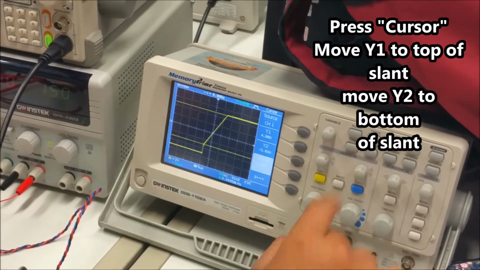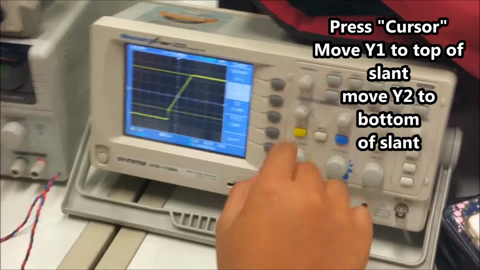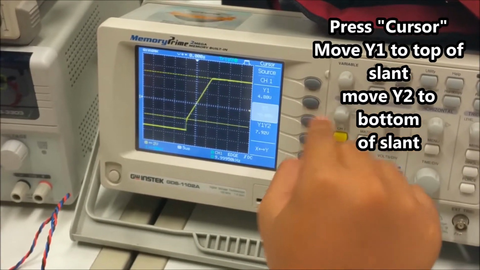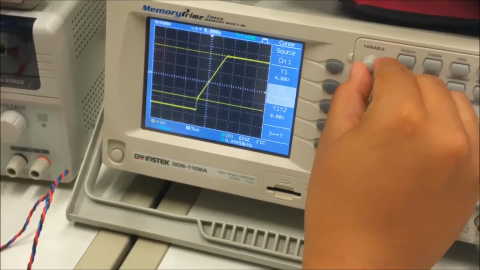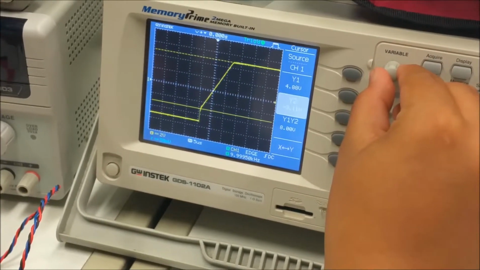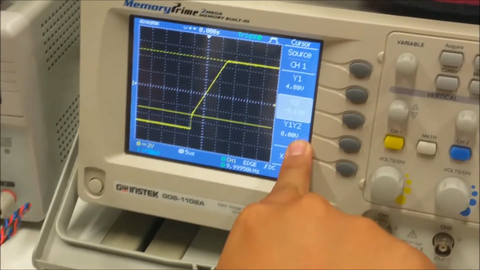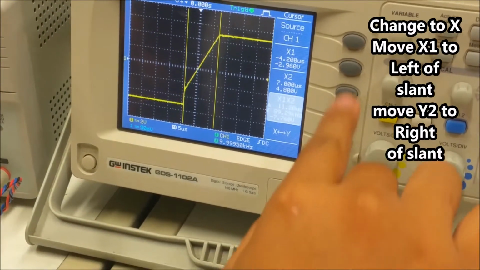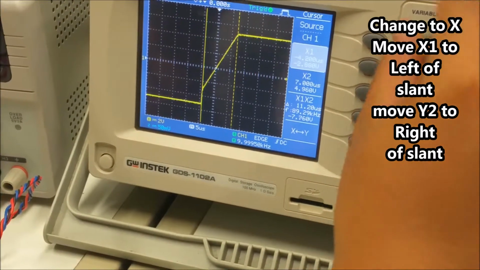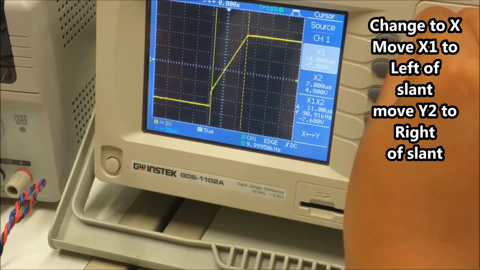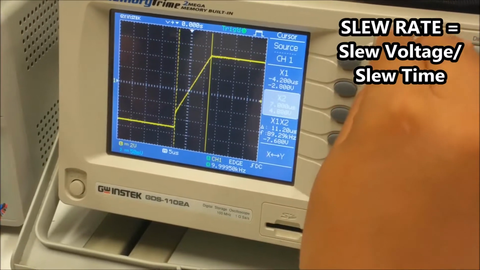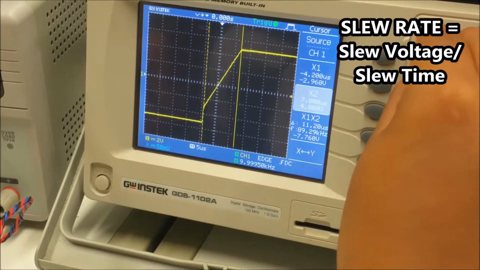Now press on cursor and measure from the start of the slant to the end of the slant of the y-axis. This is to measure the voltage of the slew rate. Change it to the x-axis and also measure from the start of the slant to the end of the slant. This is to measure the time of the slew rate. To measure the slew rate, just take the measured voltage divided by the measured time.